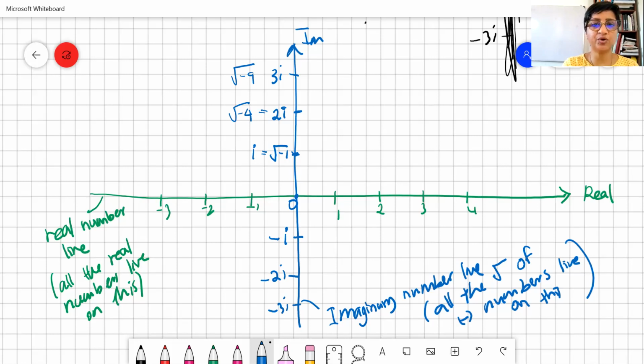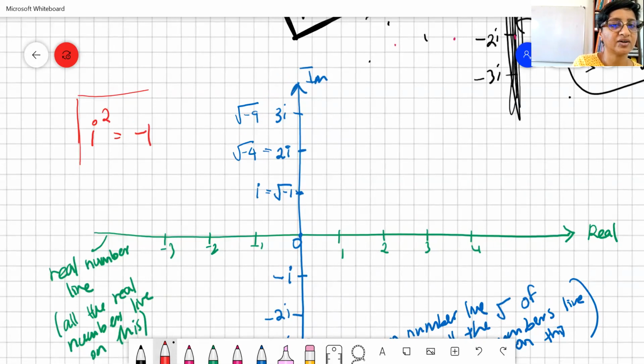So we have to adapt to this use of i. So i is just the square root of negative 1. Something important to remember is, what is i squared? Minus 1. Because i is the symbol given to the square root of negative 1, so i times i is minus 1. We will write all that later.